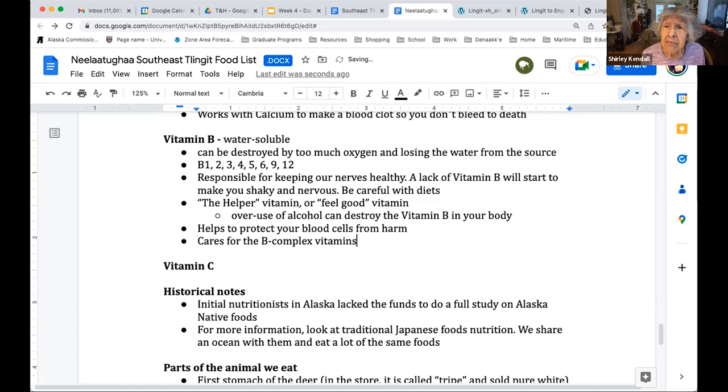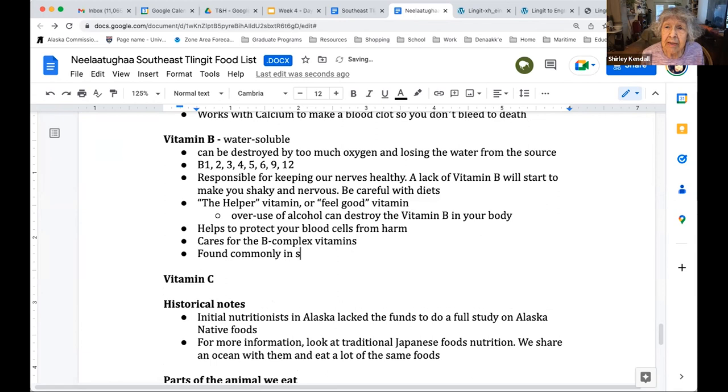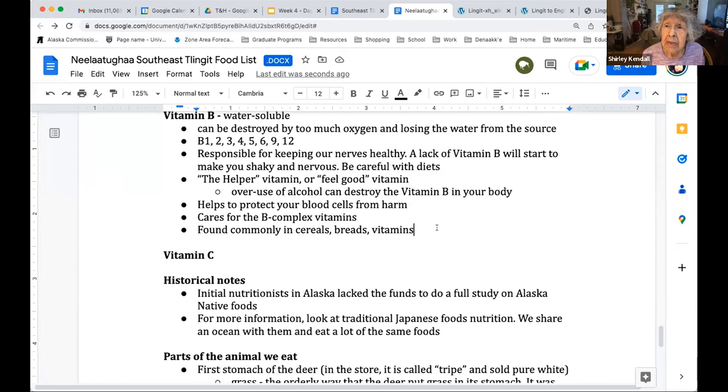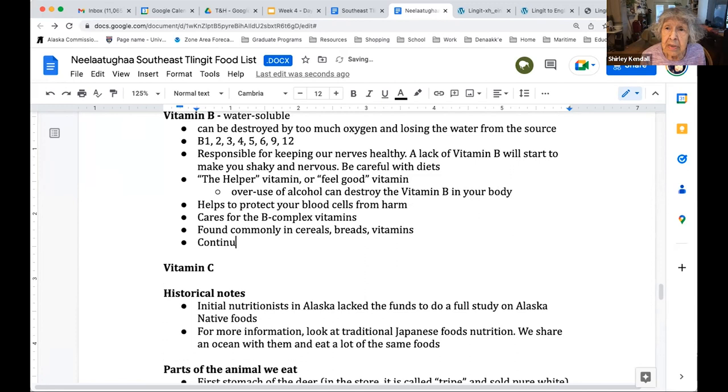I was kind of discouraged when I looked at it and I thought, there's no way we could have had this vitamin that is so important, because it comes mainly from vegetables, from cereals and breads and flour and those kind of items that you're required to have in your body. So these helper vitamins are continuously working and helping other nutrients that you're putting in your body by getting it to the right place.